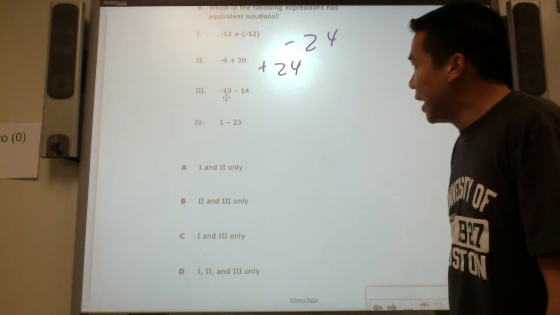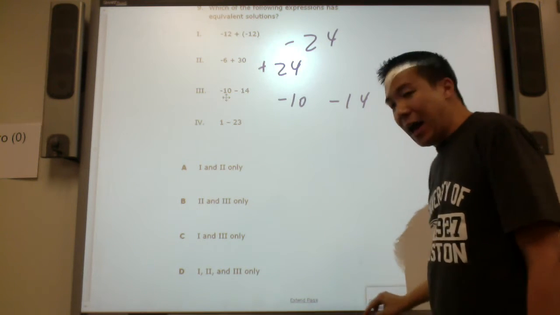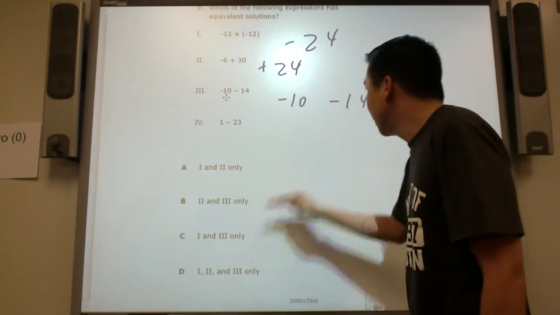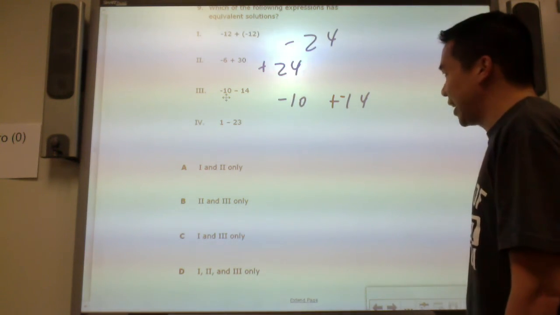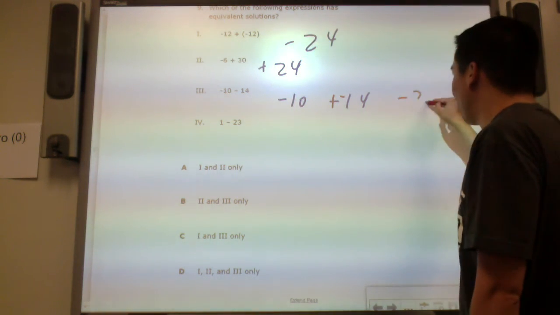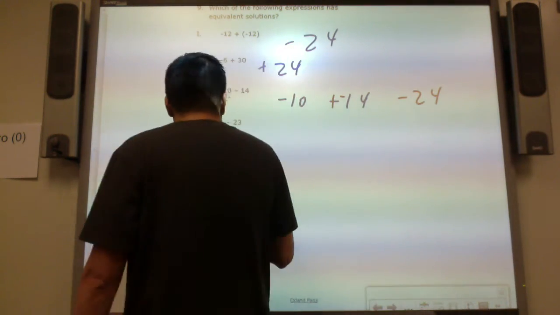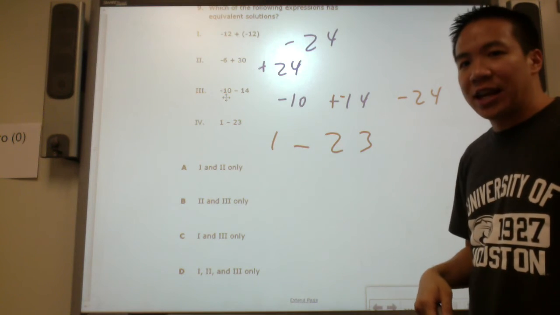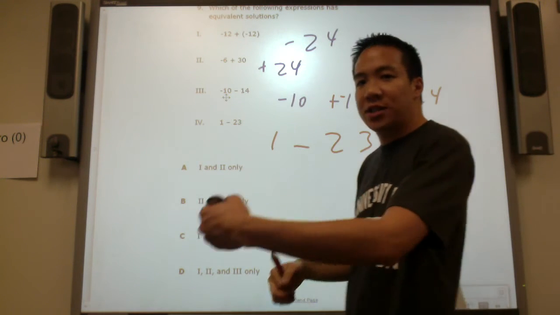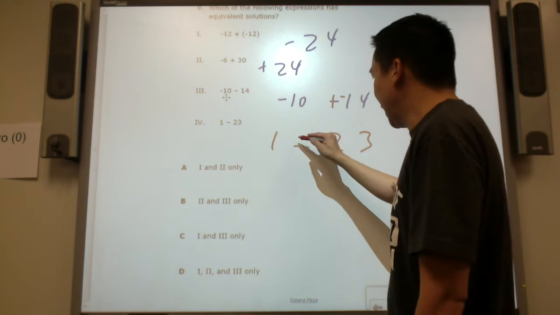Number 3. -10 minus 14. I'm going to write it. How do you subtract again? Add the opposite. So you have 10 negatives with 14 negatives. That's a lot of negatives. That's 24 negatives. And number 4, I'm going to write it again. How do you subtract? You have 1 and you take away 23. Think about it. You go 1 step forward, you go back 23. That's another way you could think about it. Add the opposite.